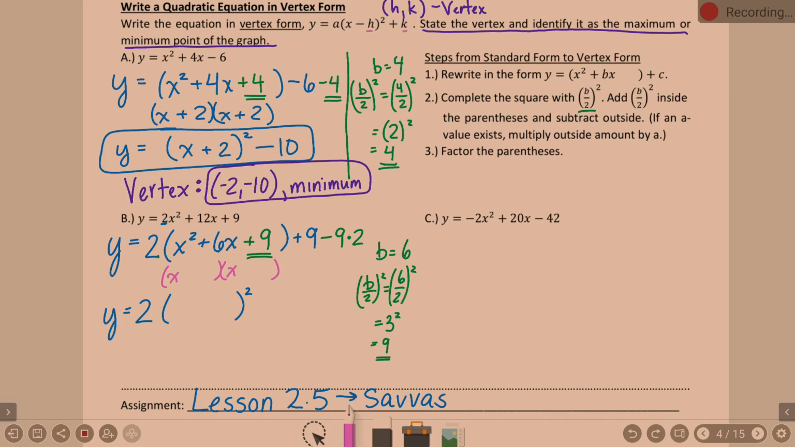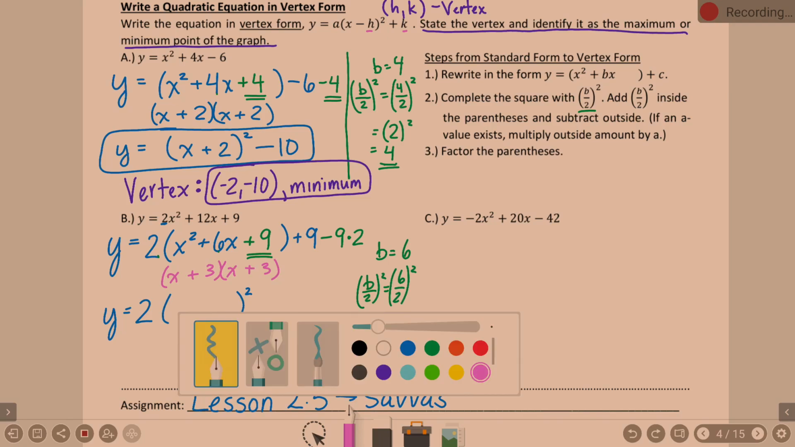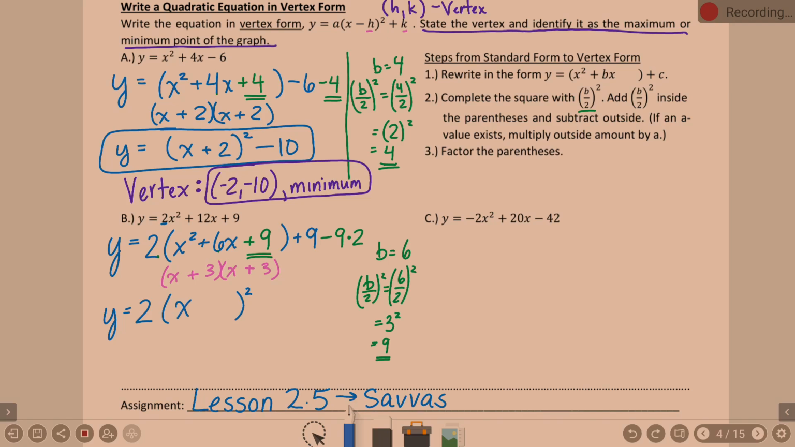X squared is x times x. The square root of 9 is 3. And 3 and 3 adds to be 6. What kind of signs? Pluses. So this is x plus 3, quantity squared, with the 2 out front. And clean up your outsides. Plus 9 minus 9 times 2. PEMDAS, Aunt Sally, talk to him. This becomes 9 minus 18, and 9 minus 18 is negative 9.